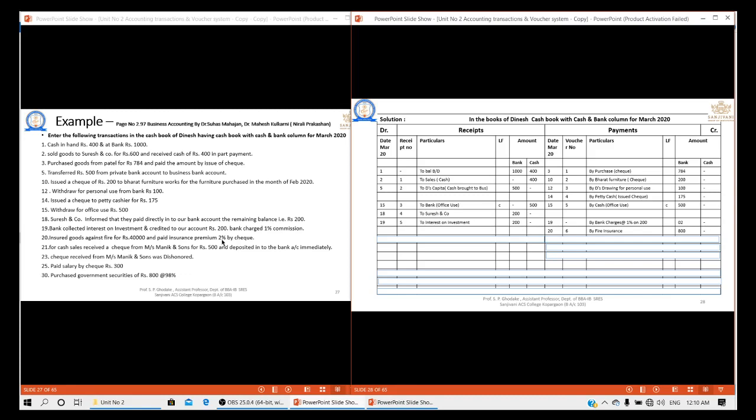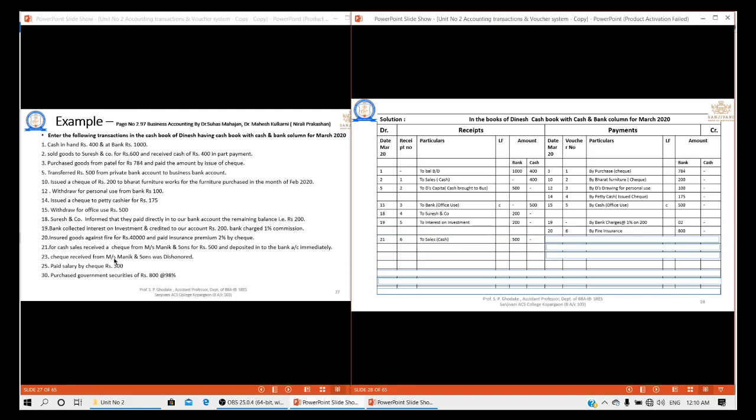Then on 21st, for cash sales, received a check from Messrs. Manik and Sons, rupees 500 and deposited into the bank. So on 21, received a check. So on receipt to sales cash, in bank we have received the check. So 500.